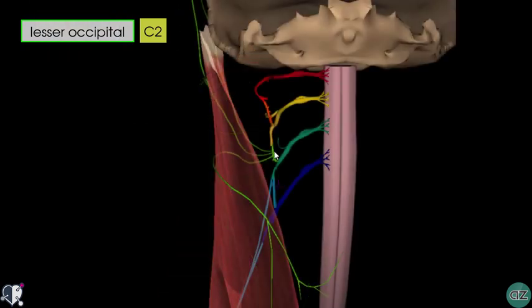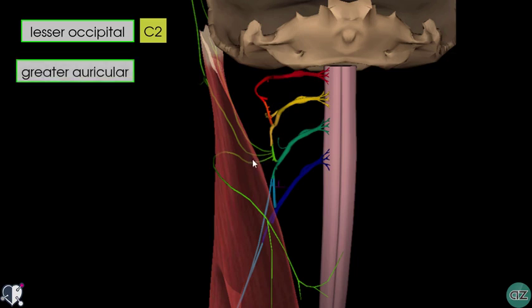The next nerve down here is the greater auricular nerve, which is formed from fibers originating from C2 and C3 roots. As the name suggests, the greater auricular nerve provides innervation to the external ear, and also it supplies sensory innervation to the skin overlying the parotid gland. It is the largest ascending branch of the cervical plexus.